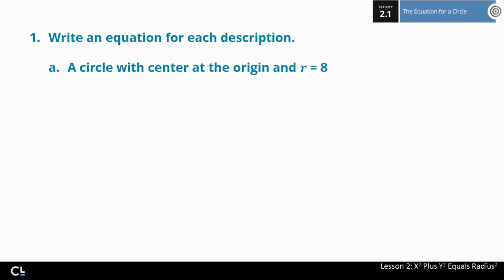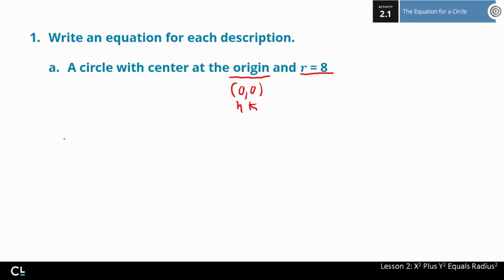Now, let's try it again. But this time, it says our center is at the origin, which means it's at (0, 0). That's what the origin means. This isn't a little face, even though it almost looks like an owl's eyes. That's not what that is. That's 0, 0, which is my h and my k in my equation. And then it says r is 8.